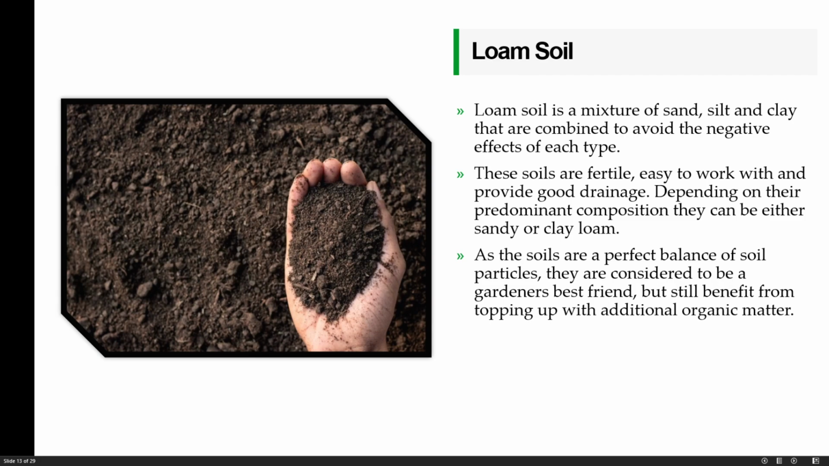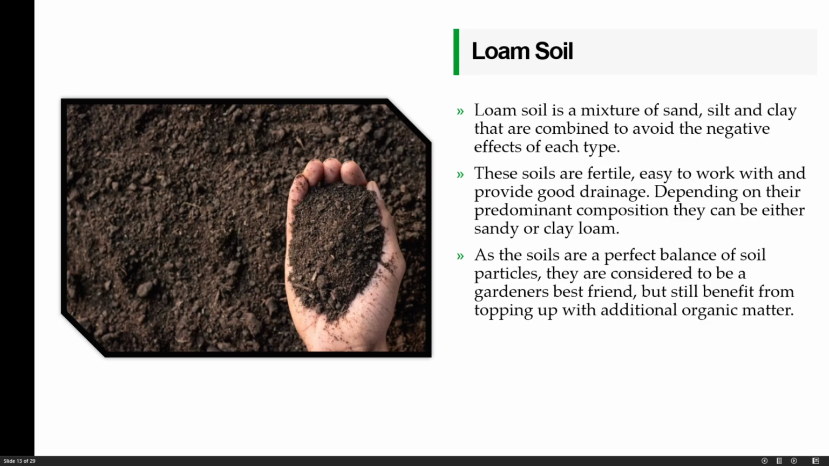So, loam soil is a mixture of sand, silt, and clay that are combined to avoid the negative effects of each type. So, these soils are fertile, easy to work with, and provide good drainage, depending on their predominant composition. So, they can be either sandy or clay loam soil. As the soils are a perfect balance of soil particles, they are considered to be a gardener's best friend, but still benefit from topping with additional organic matter.